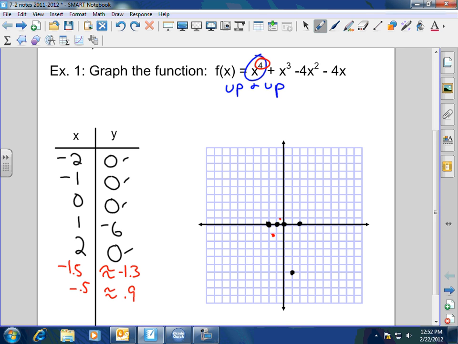So, let's graph this. I know I'm going up and up. So I'm starting, I was going up, so I'm going down.